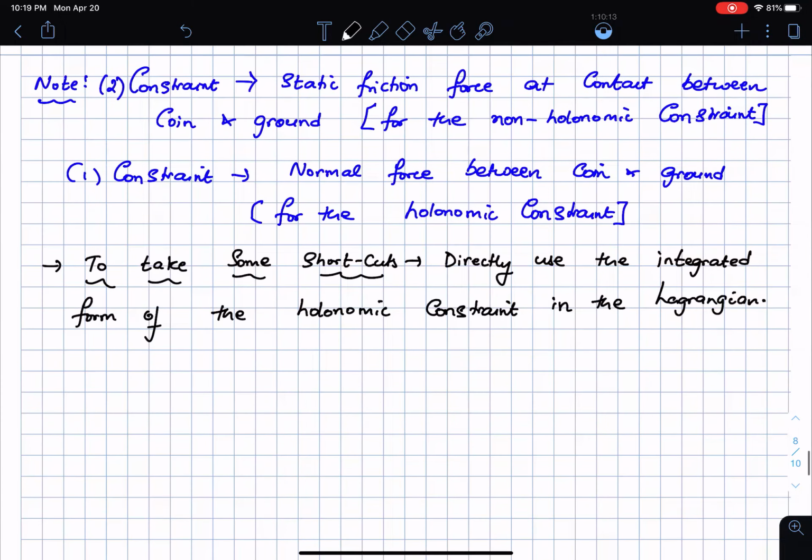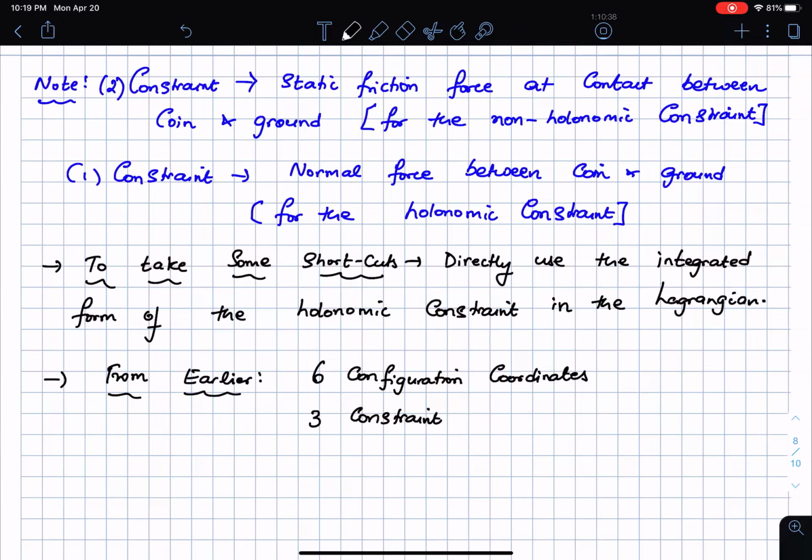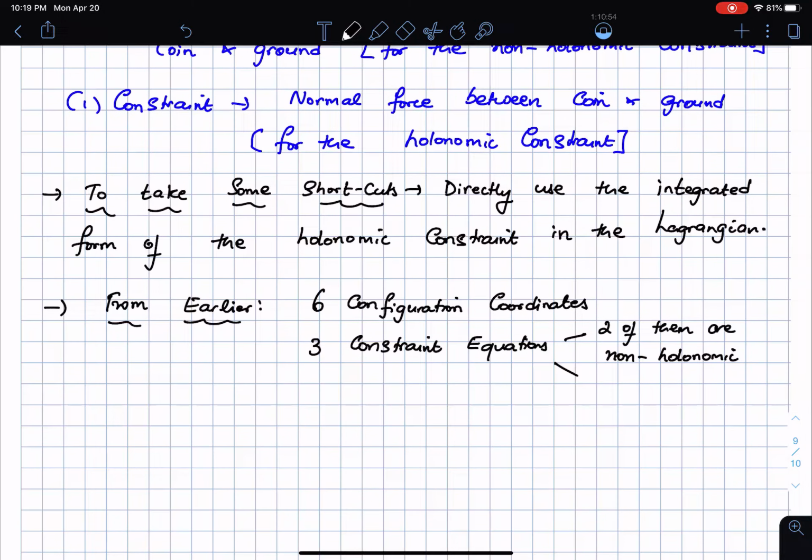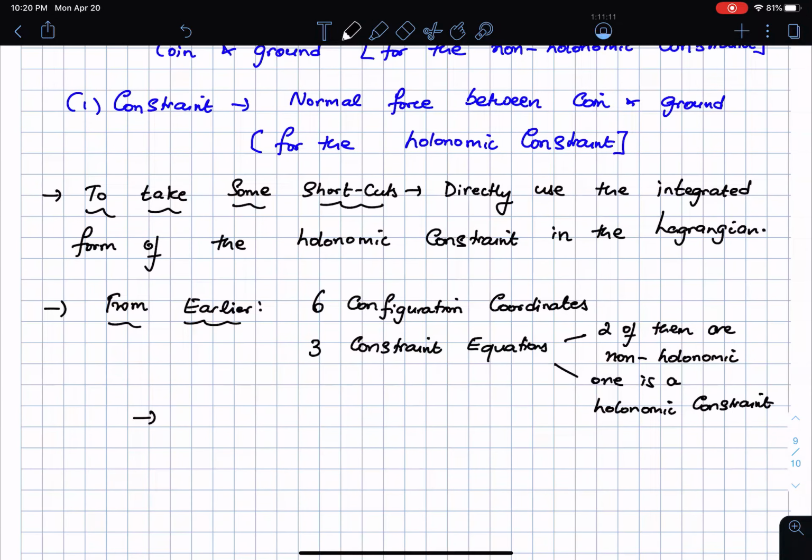Which means that to solve the problem I need the following. So first of all, let's take a look at it. We have from earlier the number of configuration coordinates are 6. So 6 configuration coordinates, 3 constraint equations, two of them are non-holonomic, and one is holonomic. Which essentially tells me that first of all, the system is non-holonomic.